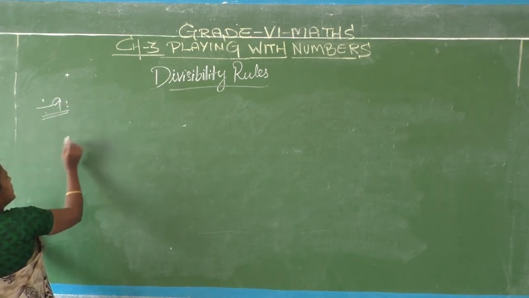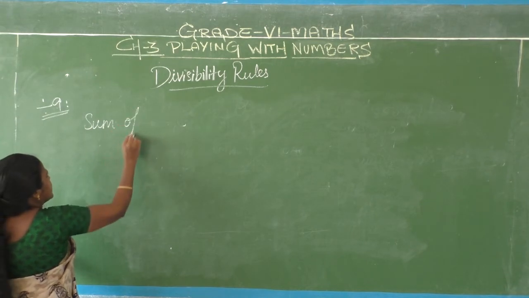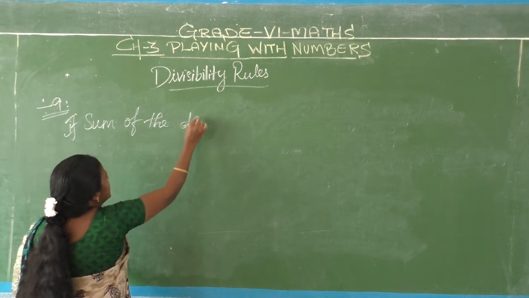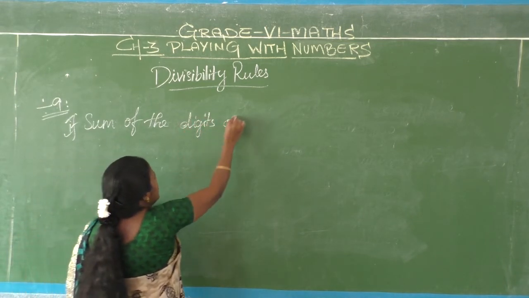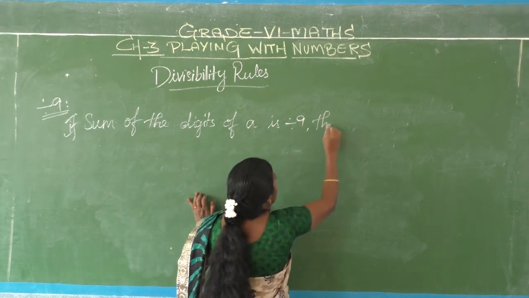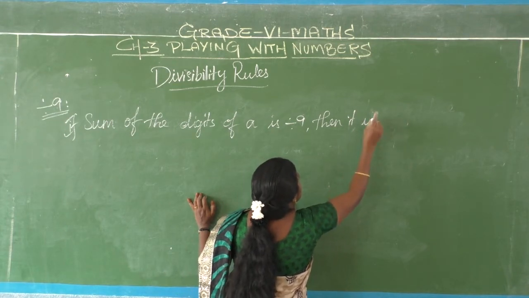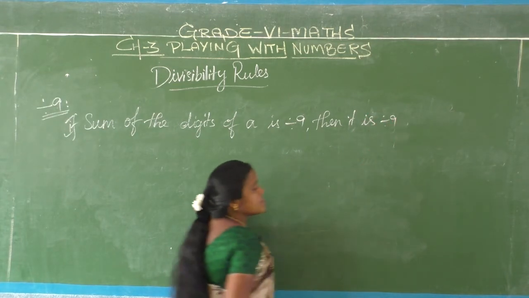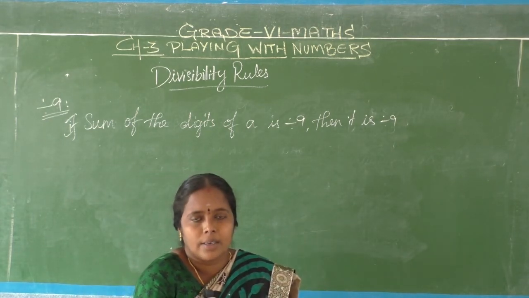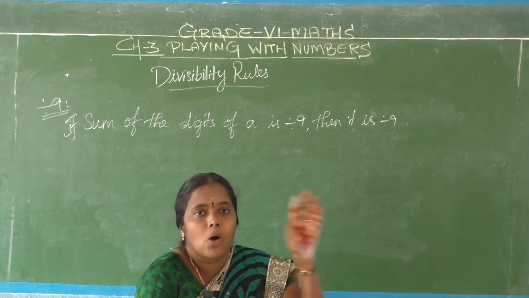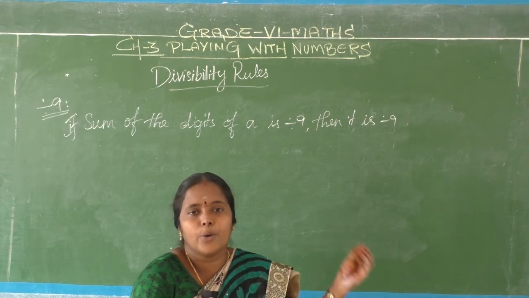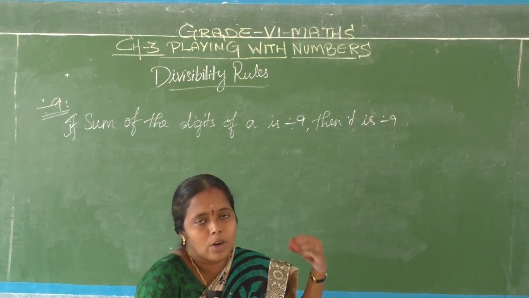Divisible by 9: sum of the digits. If the sum of the digits of a number is divisible by 9, then it is divisible by 9. This is the rule. How to check whether a number is divisible by 9 or not? You have to add all its digits. If that sum is divisible by 9, then the whole number is also divisible by 9.